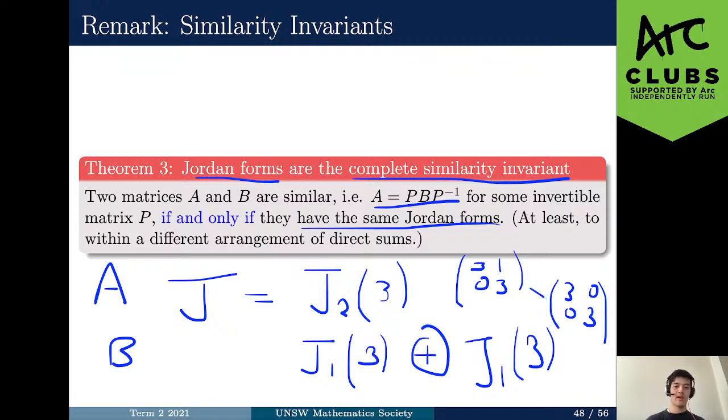The first one is a 2x2 Jordan block, whereas B is a direct sum of two 1x1 Jordan blocks. So this is a 0 instead of a 1. Now, what you would see is that B is diagonalizable, but A is not. A would need to have a generalized eigenvector.